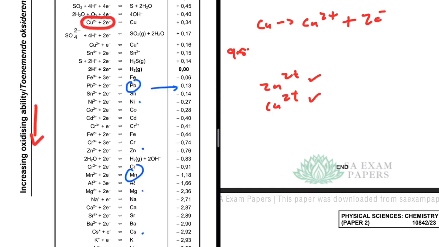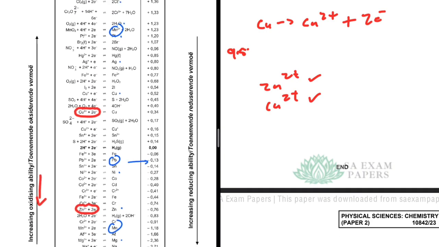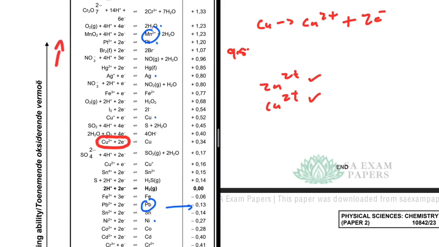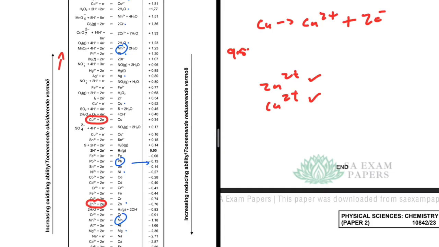I was starting to get worried a bit. Here we have a zinc 2 plus, but look at my arrow. My arrow is going the wrong direction. The arrow is supposed to be pointing up, as you can clearly see here on our table. So clearly copper 2 plus is a stronger oxidizing agent compared to zinc.